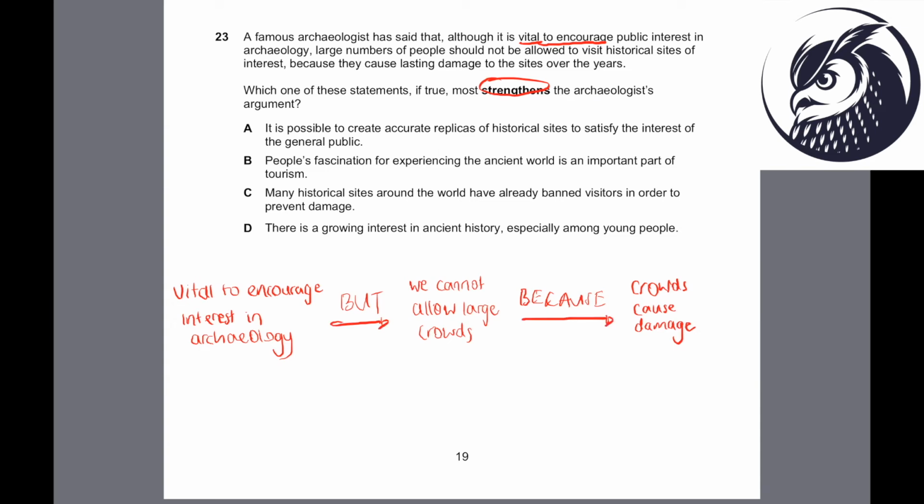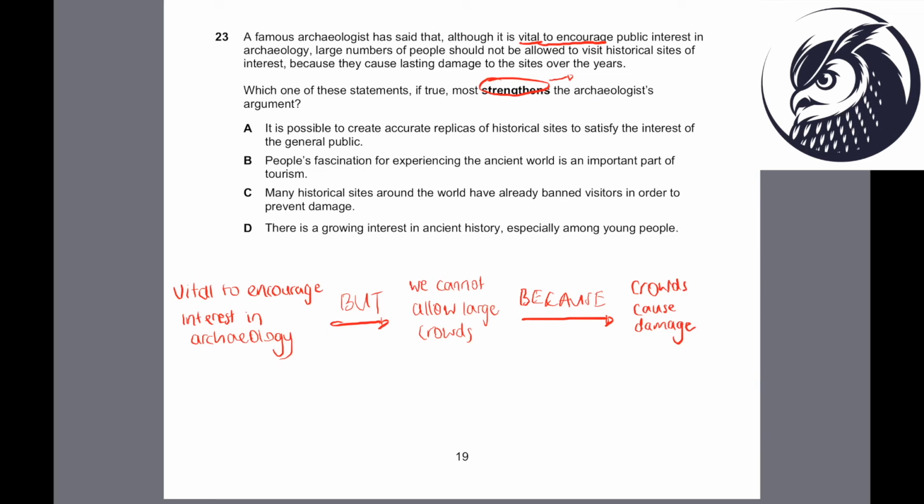All right, so I've summarized that into this little flowchart. So we basically get the idea that this archaeologist is arguing that, yes, we need to encourage interest in archaeology, but we can't have too much interest, basically. We can't have large crowds because they will end up causing damage to the historical sites, okay? So if we want to find something that strengthens the archaeologist's argument, it's basically something that says, yes, we need to have some way of increasing the interest in archaeology, but we also understand that we can't have too many people there as well, okay?